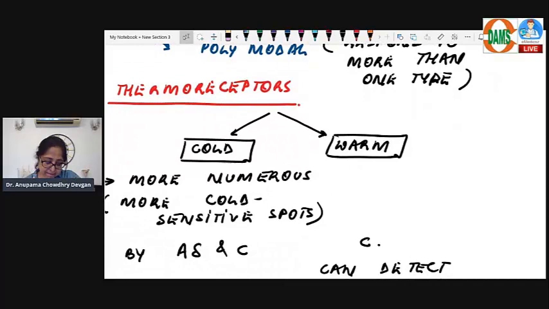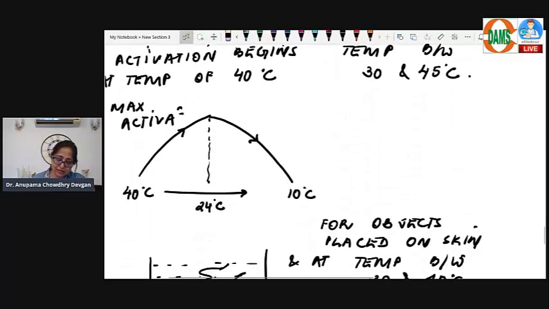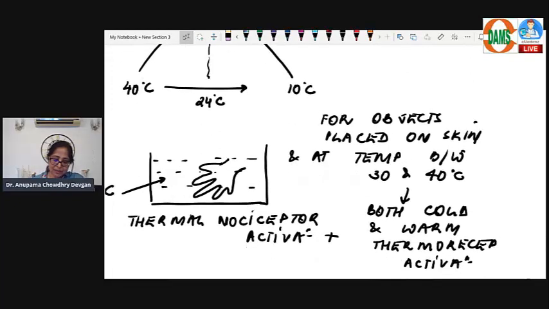Okay. Cold thermoreceptors begin to get activated at 40. The activation increases at 24 and decreases toward 10. So that means they're getting activated between 40 and 10. Okay? All right. See, nociceptor activation will be whenever there is some sort of tissue damage, so at more than 45 or less than 10.